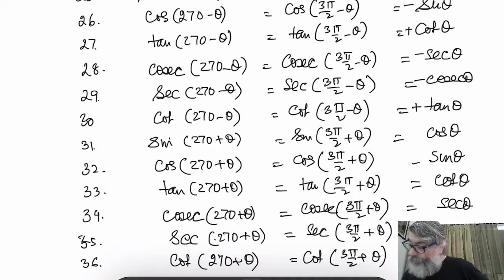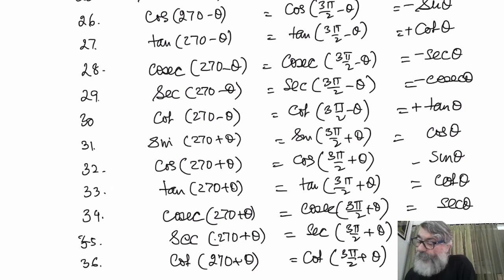Let's see the fourth quadrant. In the fourth quadrant, what is happening is 270 plus theta. Only in the fourth quadrant, cos and sec are positive. So cos and sec are positive. The rest all are negative.